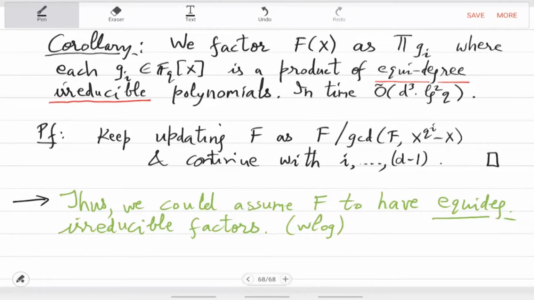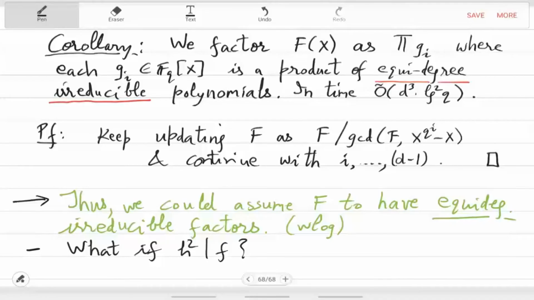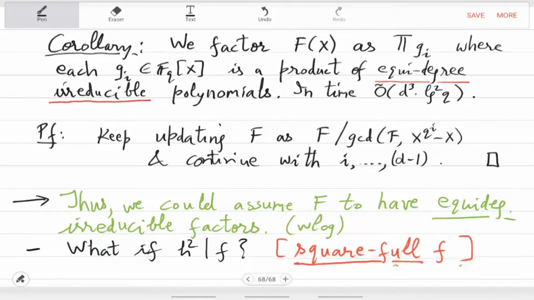One more property we can easily resolve is what if there is an irreducible factor whose square divides f. Okay, so that is called the squareful case. So what if each square divides f? So that is called squareful f. And the opposite of this is square free. So if all the irreducible factors of f are distinct or co-prime, we call f to be square free. Otherwise we call f to be squareful.